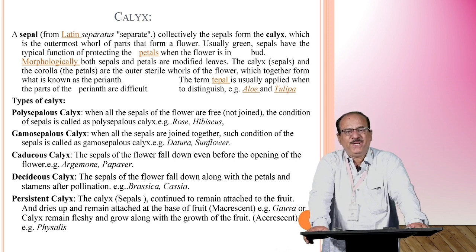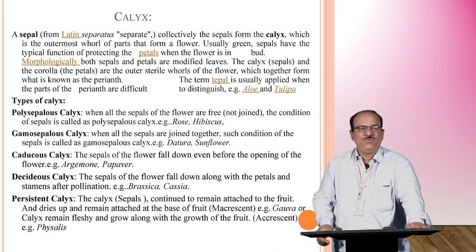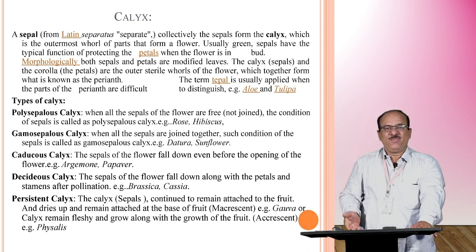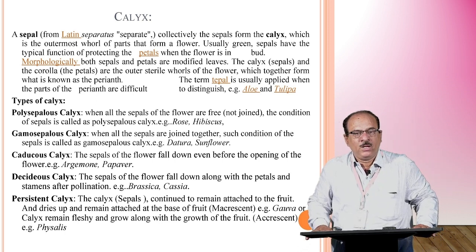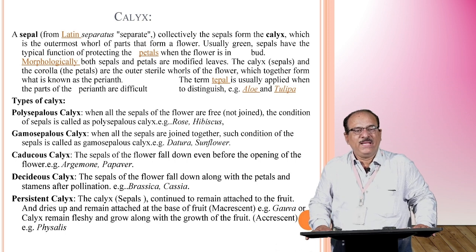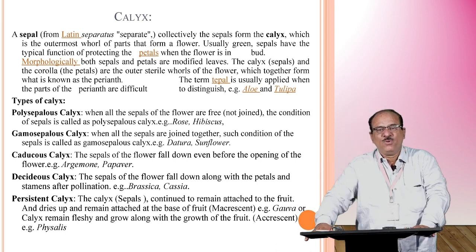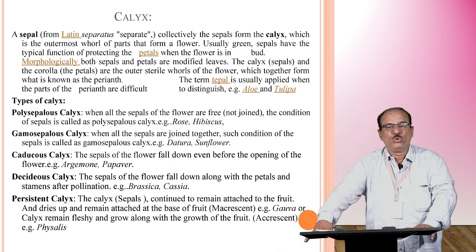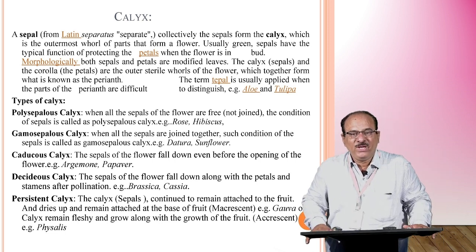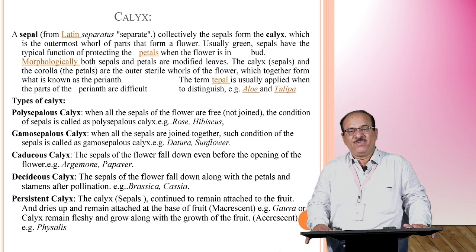Morphologically, both petals and sepals are modified leaves, as we have seen in the definition. The calyx and the corolla are the outer sterile whorls of the flower, and in some cases they may not be differentiated from each other, and together they form what is known as the perianth, where individual members are called the tepals.